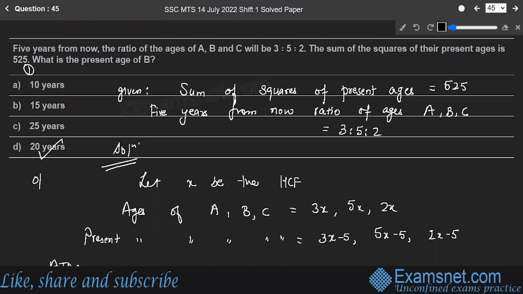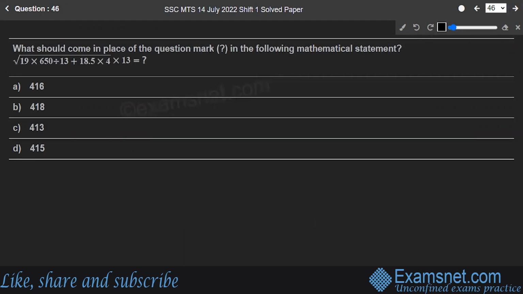Option D is the correct answer to our question. Hope you are clear. Next, question number 46.